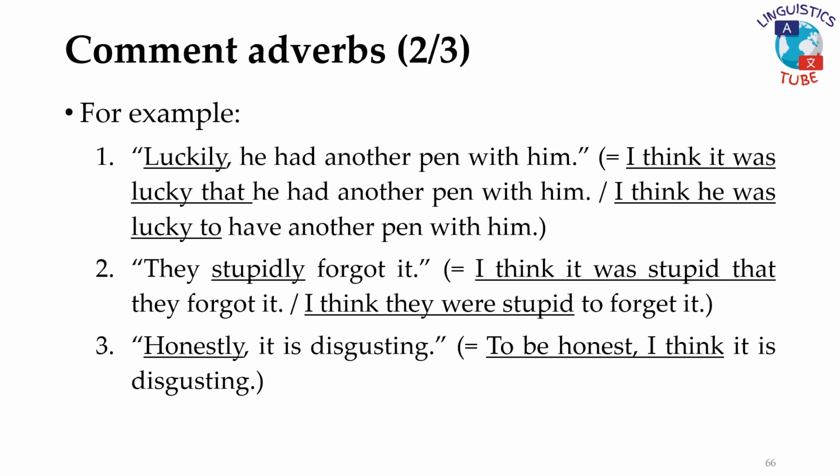Here's another example. "Stupidly, they forgot it" really means, "I think it was stupid that they forgot it," or, "I think they were stupid to forget it." And finally, "Honestly, it's disgusting" really means, "To be honest, I think it is disgusting." Hiding your opinion makes the sentence more formal and indirect, so you can more easily say what you really think without causing confrontation.